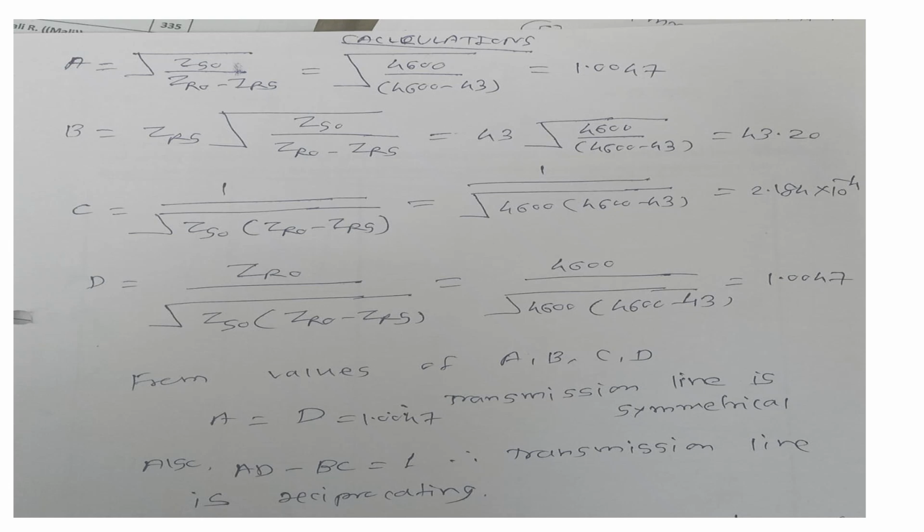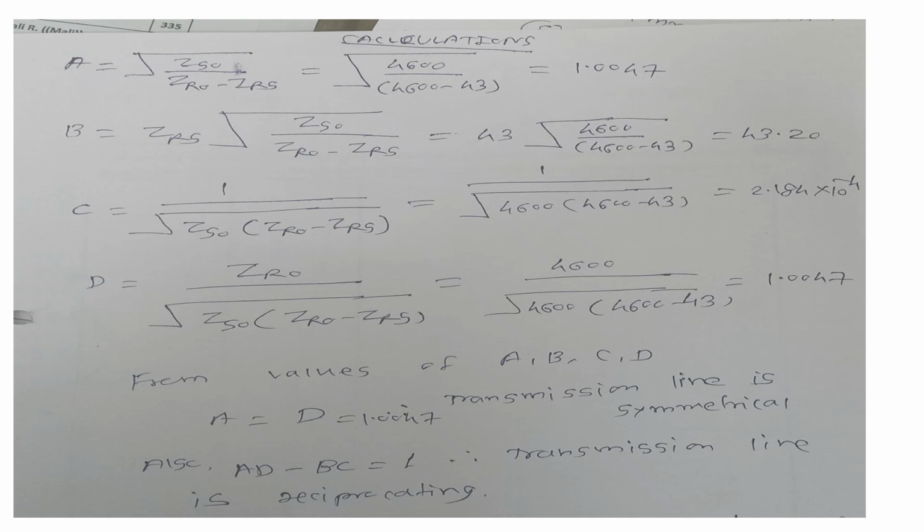For calculation of C parameter, the formula is 1 upon ZRO under root of ZSO in bracket ZRO minus ZRS, which is equal to 1 upon under root of 4600 in bracket 4600 minus 43, that is 2.184 into 10 raised to minus 4. D parameter is calculated as ZRO upon under root of ZSO in bracket ZRO minus ZRS, that is equal to 4600 upon under root of 4600 in bracket 4600 minus 43, which is equal to 1.0047.